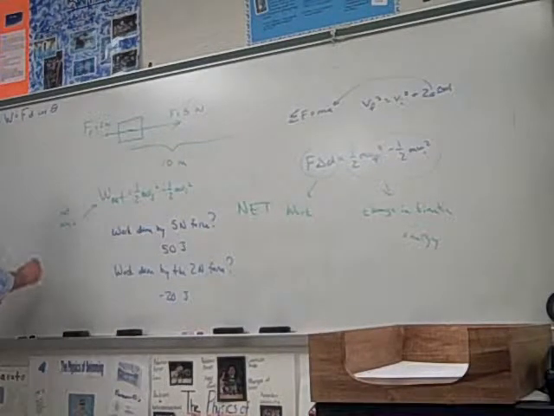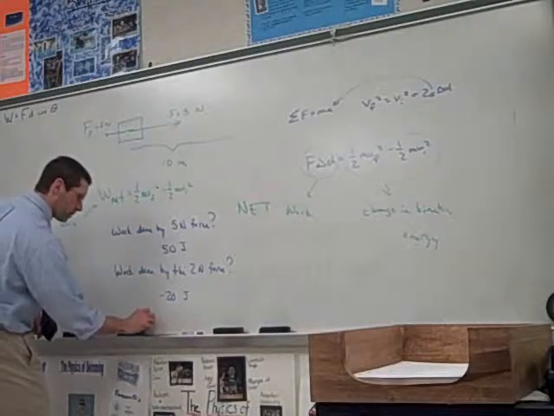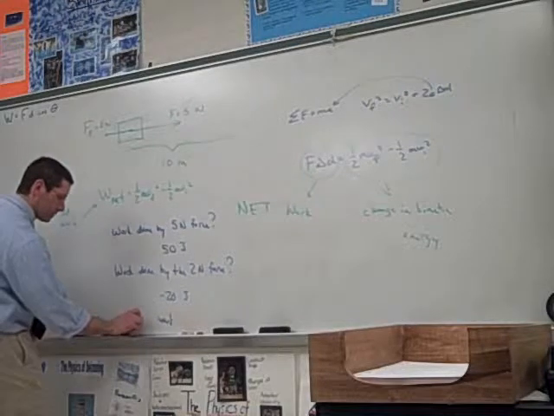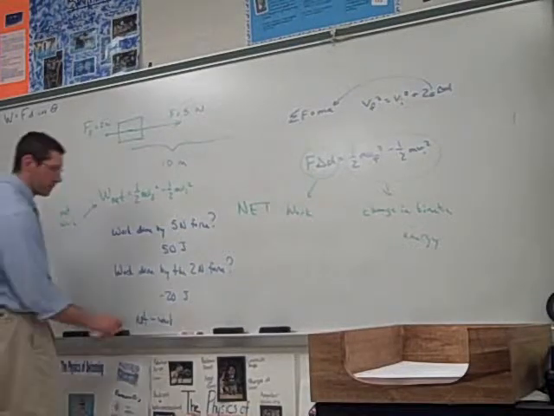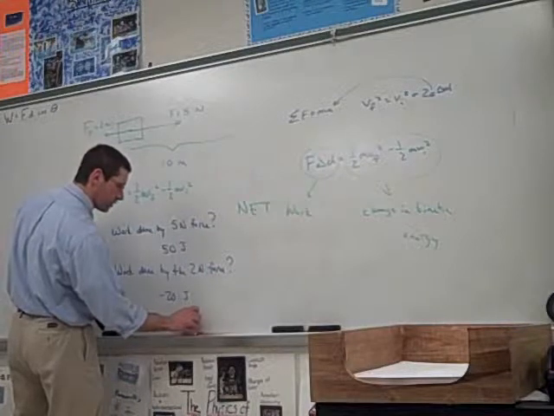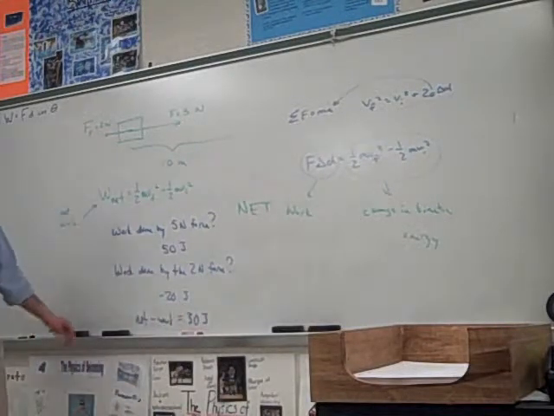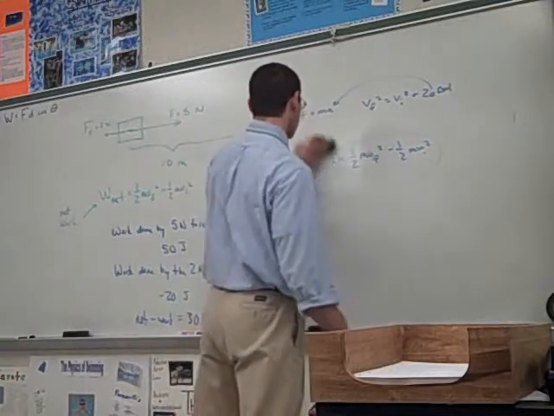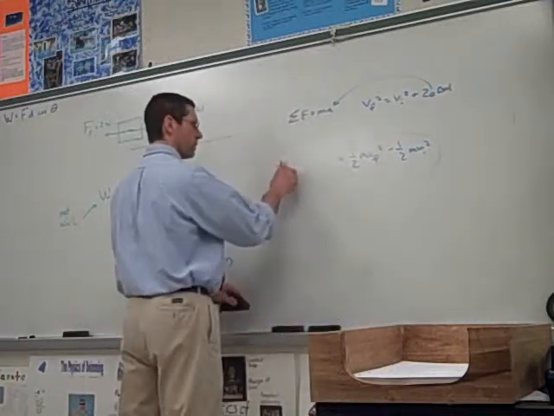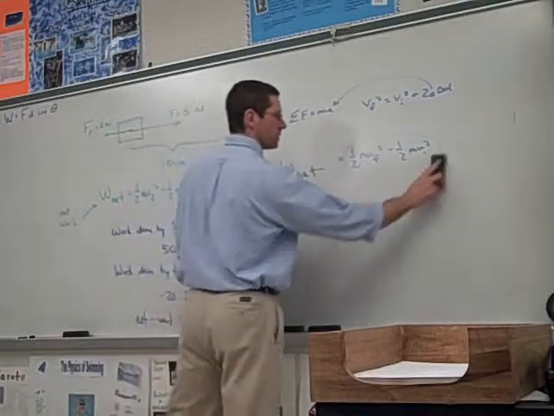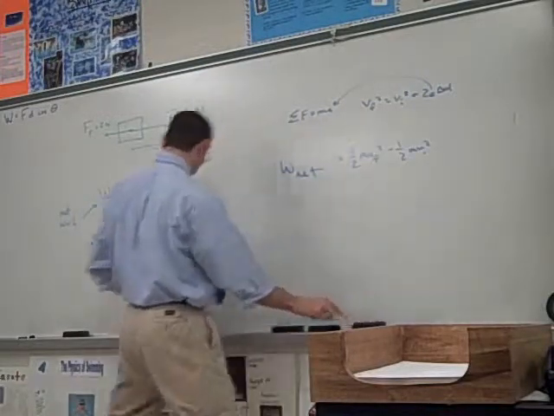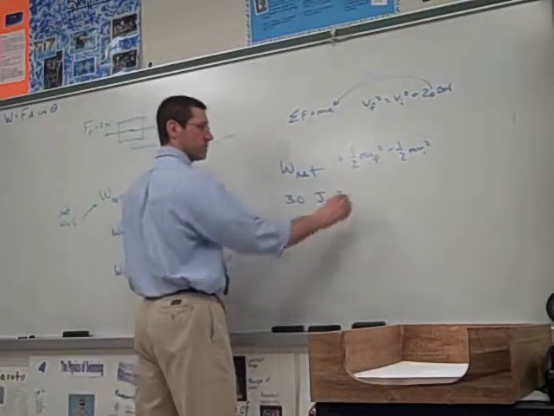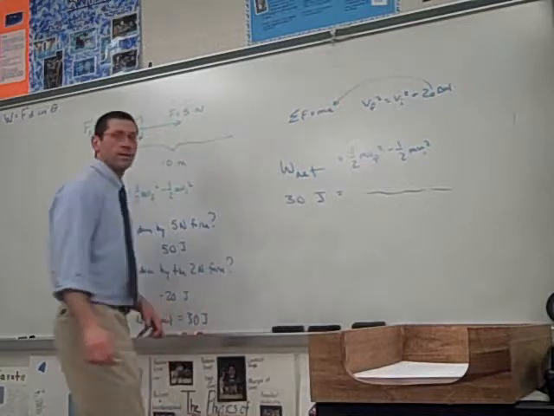So now I could say that the net work is 30, and that is equal to the change in kinetic energy. So now let me use this equation here. Net work, so now I could do 30 joules equals this whole thing, whatever it is, right?